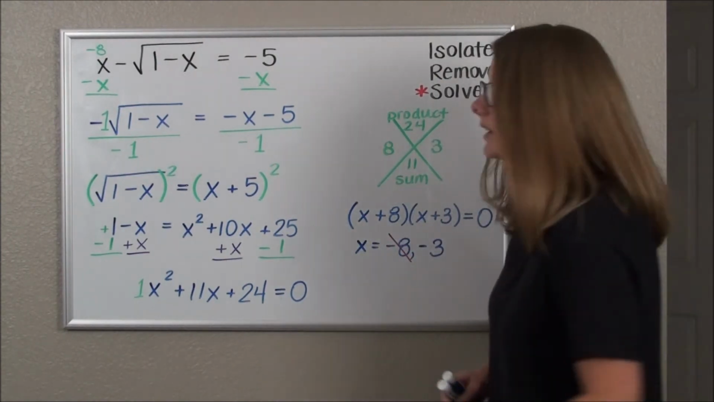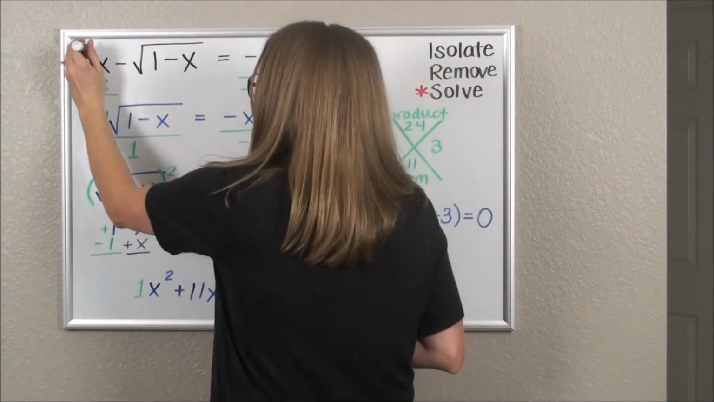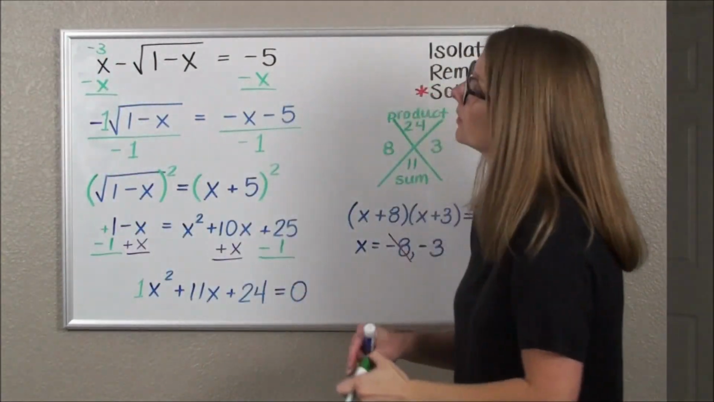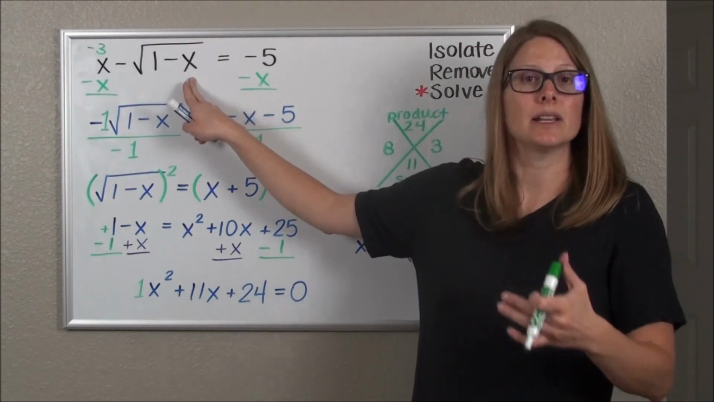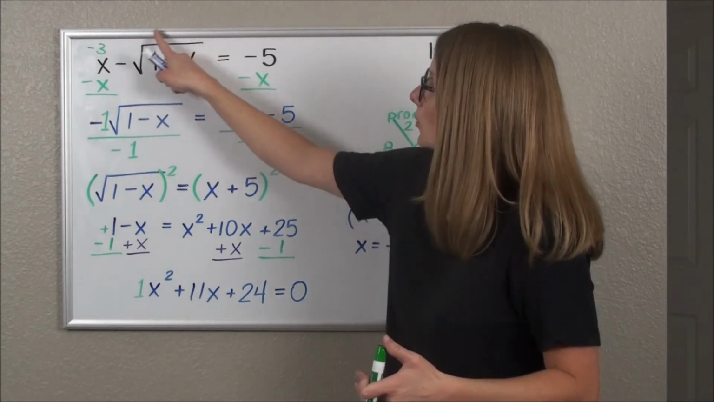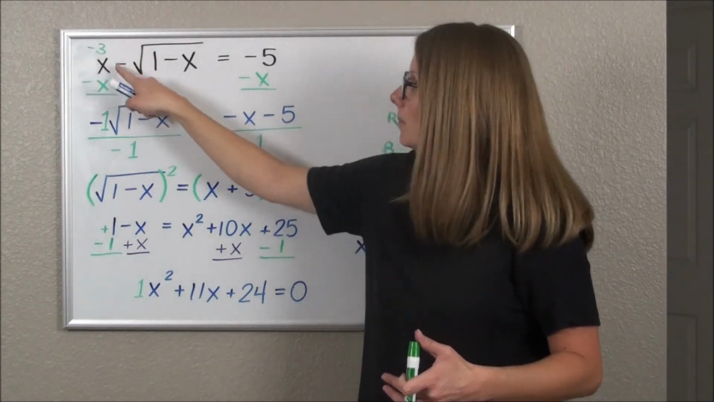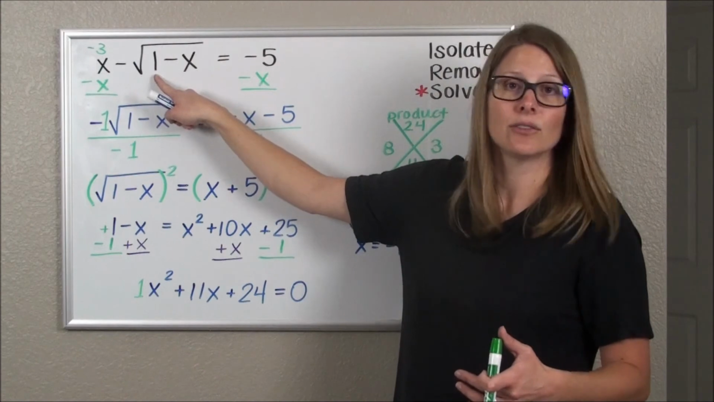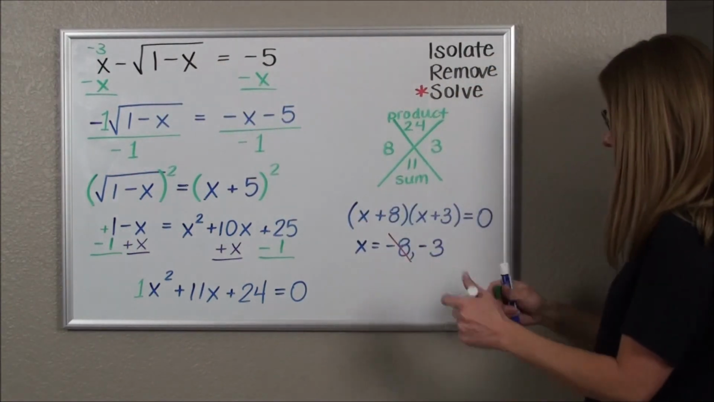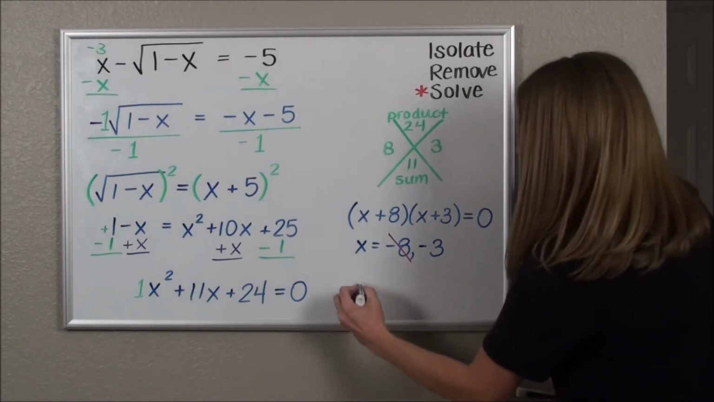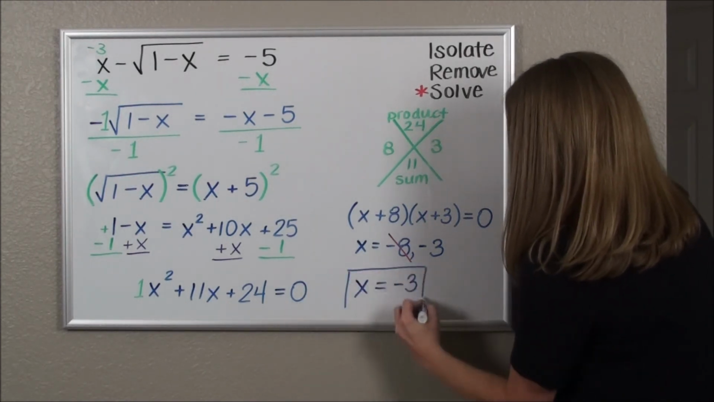But let's try the negative 3. Let's now instead suppose that x is negative 3, and let's see if this works. 1 minus negative 3 means 1 plus 3, which is 4. The square root of 4 is 2. Negative 3 minus 2 is negative 5, which does in fact equal negative 5. So negative 3 works. The negative 8 did not. So I'll write only negative 3 as my solution.